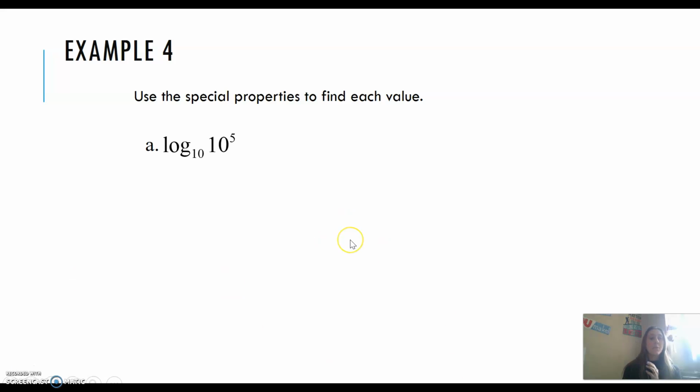So one of the things that we're going to do is log base 10, which I could have just written as log, but I didn't. Log base 10 of 10 to the 5th. So log base 10 of 10 simplifies down to 1. We can apply the power rule first, which we already know. So we end up with 5 times log base 10 of 10, which gives us 5 times 1, which is just 5. So if you have any questions on that, please let me know.